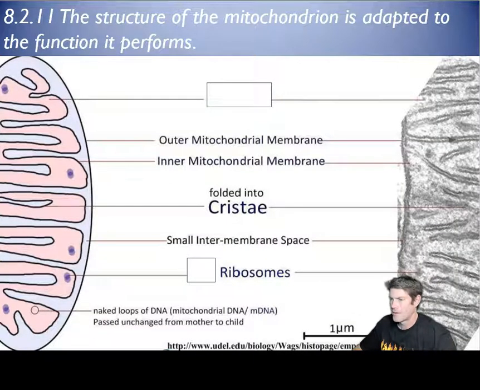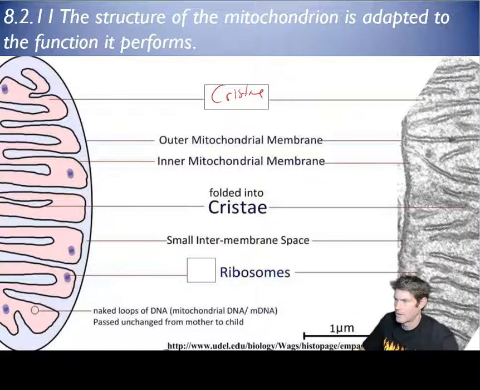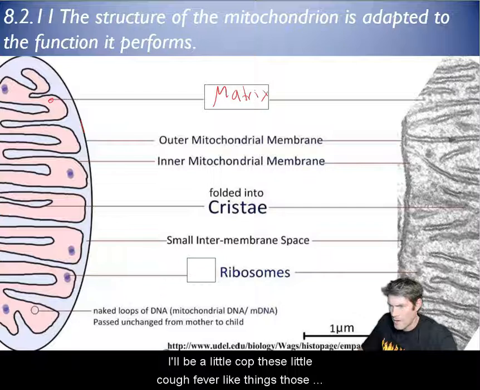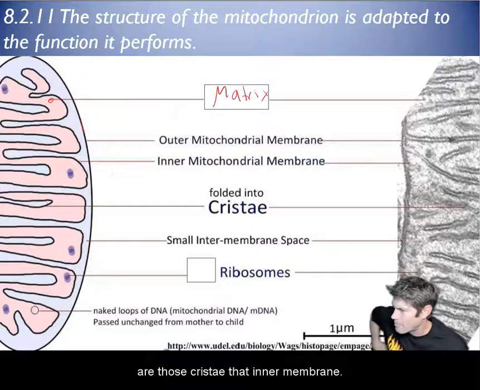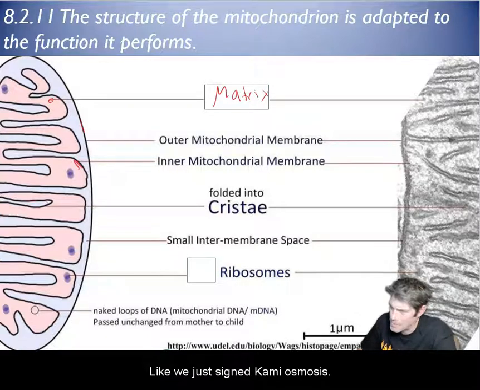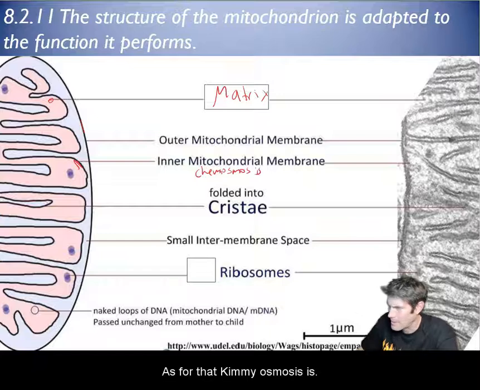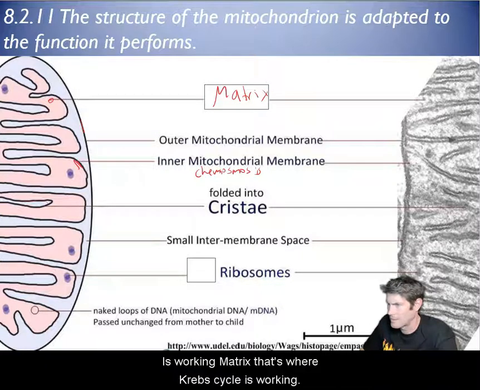So here we have these, the cristae. Sorry, that's the matrix. The outer membrane, the matrix to the very inner side. These little finger-like things, those are the cristae, that inner membrane, like we just saw in chemiosmosis. That's where that chemiosmosis is working. Matrix, that's where our Krebs cycle is working.